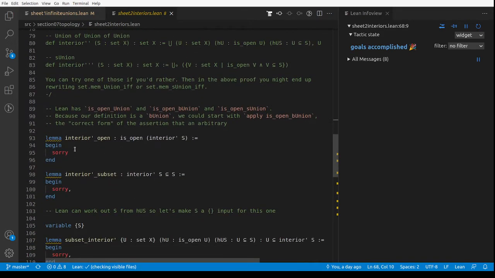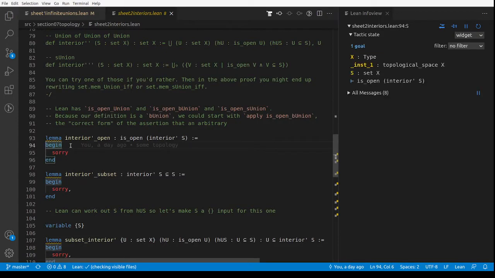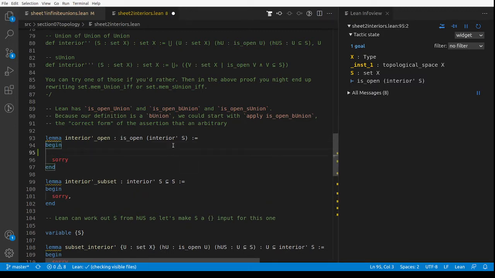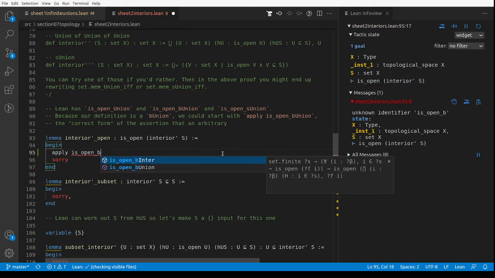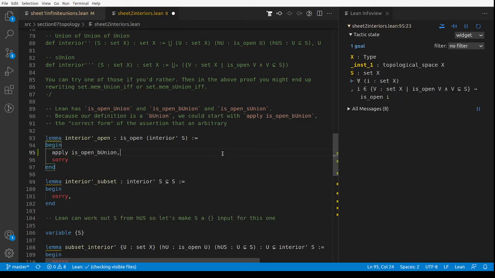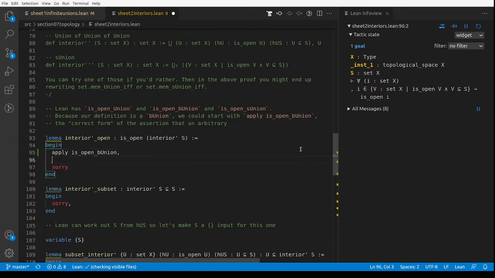So now let's go. I've got to prove that the interior of S is open. However am I going to do that? I guess it's an infinite union of opens, and an arbitrary union of opens is open. It's a bounded union, so I'm going to apply is_open_bUnion there. Now this should be easy because everything is obviously open.